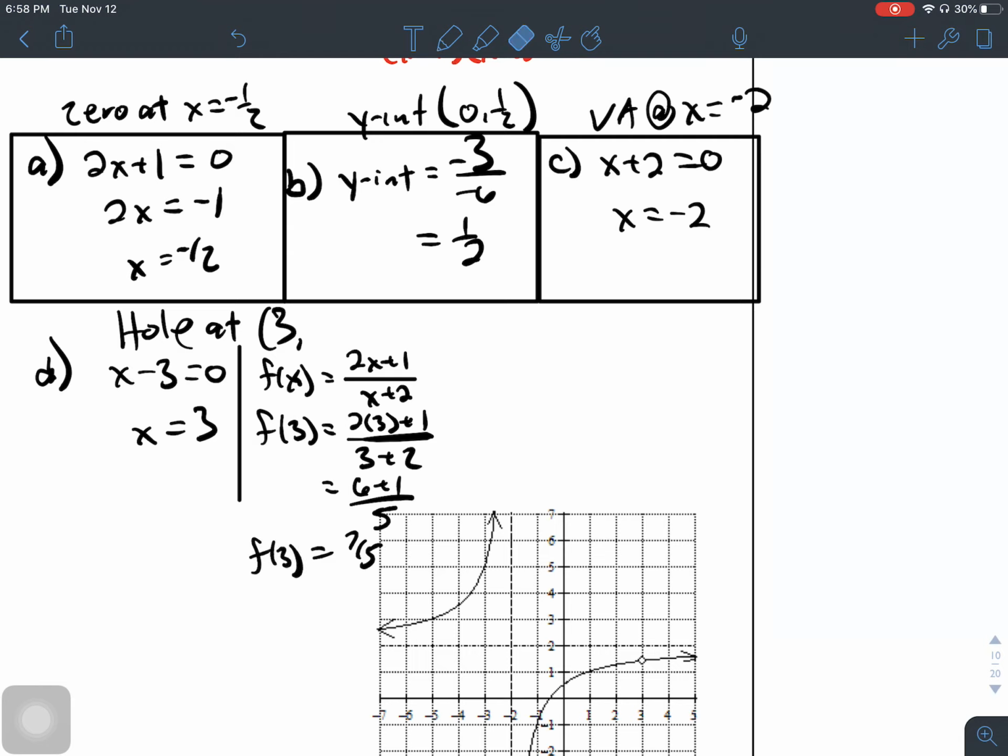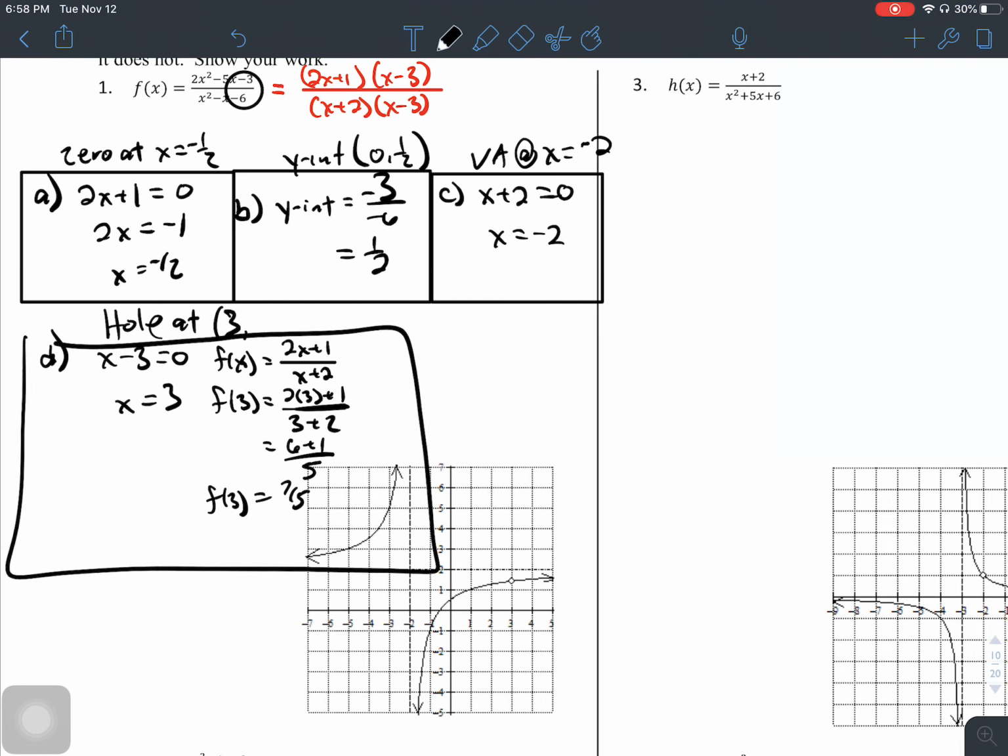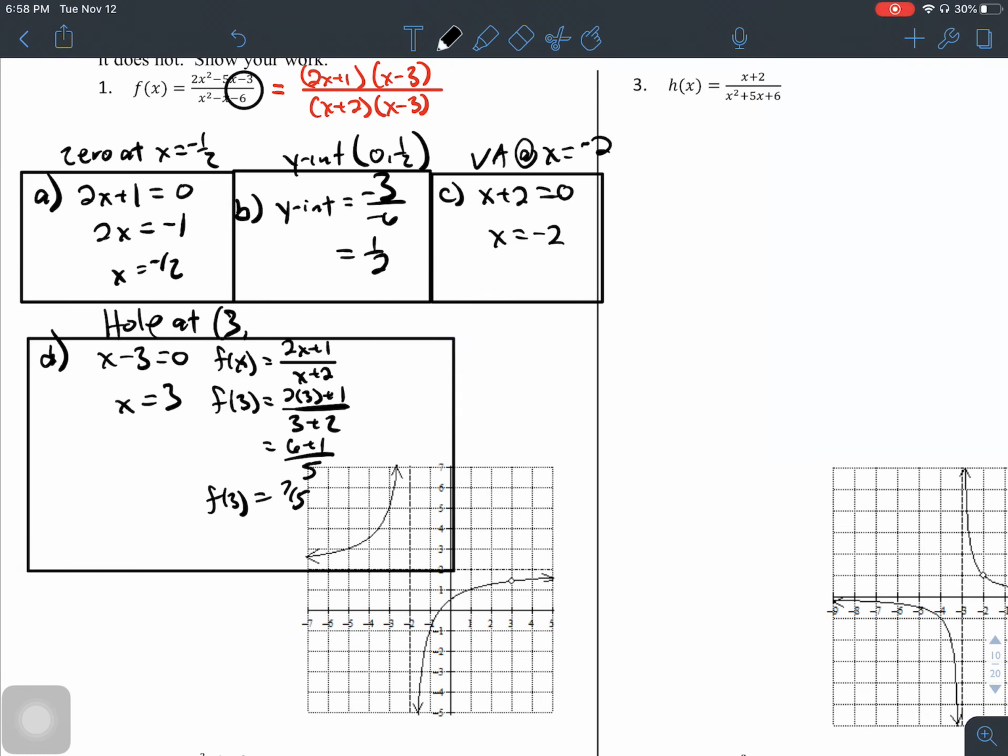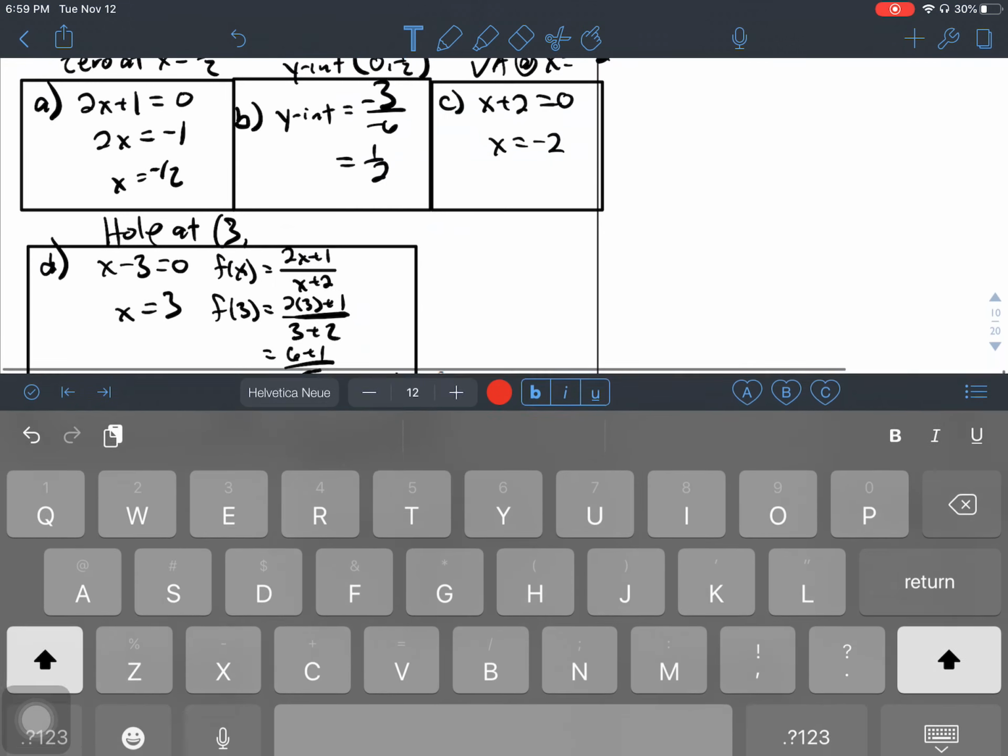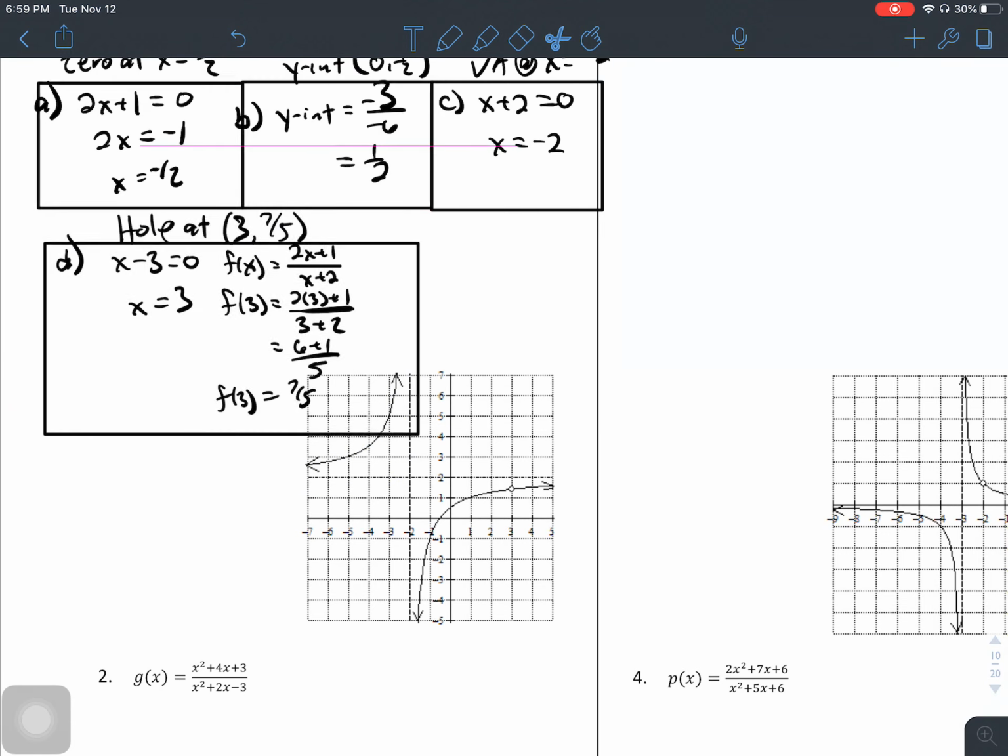Let me organize this a little bit better because right now it's not so great. So we have a hole at the ordered pair 3, 7/5. Let me make this a little bit smaller.